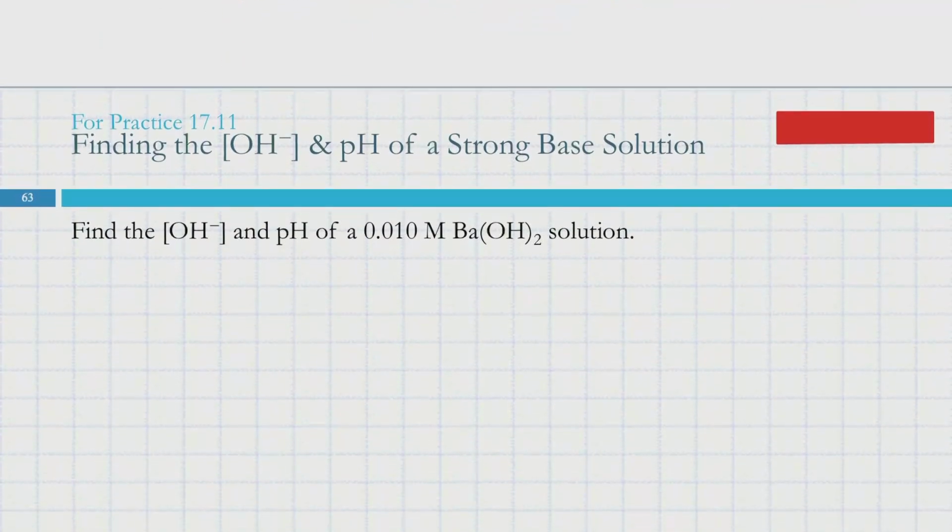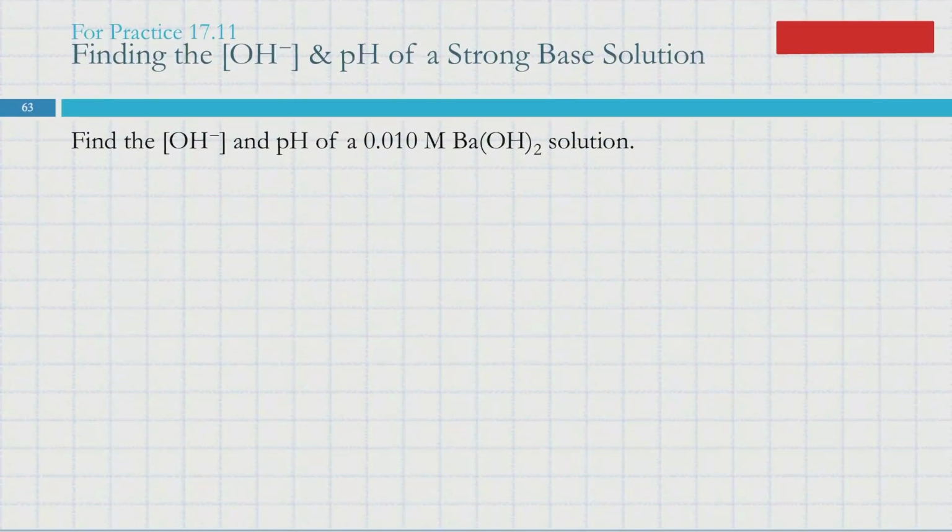All right, let's find the hydroxide concentration and pH of a strong base solution first. There's two clues that this is a strong base solution. What's one of them? It has hydroxide. That's a sign that it's a strong base. It's also ionic. That's an important factor. The other clue that it's a strong base solution is because the title of the slide says it's a strong base solution.